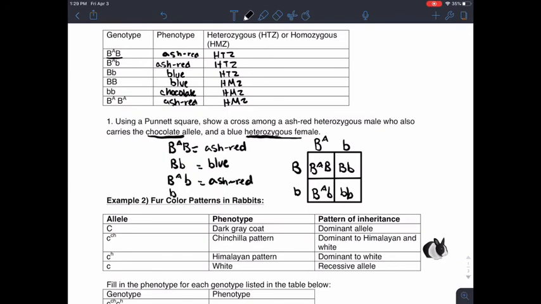and lowercase b lowercase b, which would equal chocolate. Hope that helped.